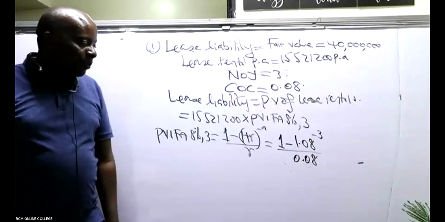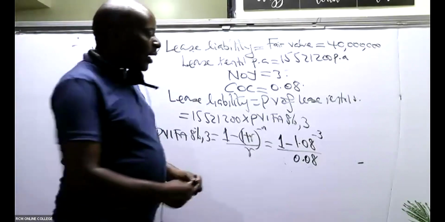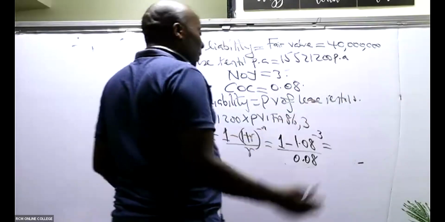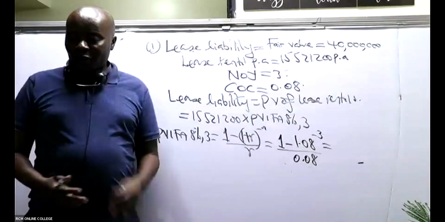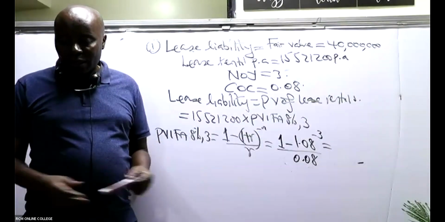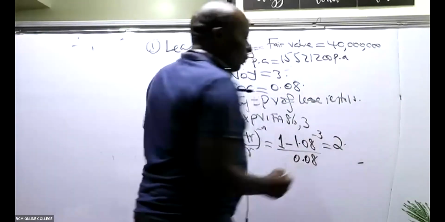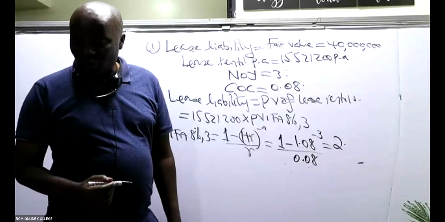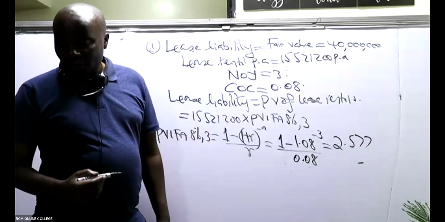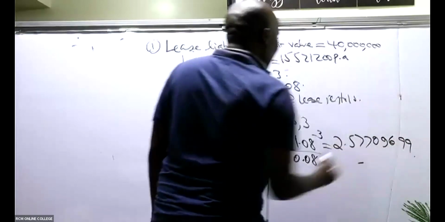So somebody who is able to give me this PVIFA? 2.5771. Can you kindly try this time round to provide this figure in 8 decimal places? Let's try giving the whole figure. 2.577, 0.9698, 0.9699. Just like that. Thank you so much.